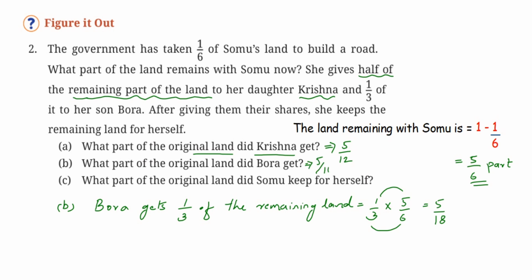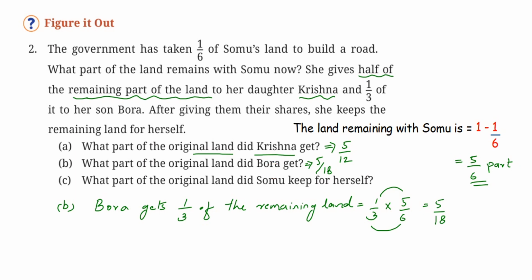Now we know the shares here. Let's look at the third question. What part of the original land did Somu keep for herself? So she's left with 5/6 part. Out of this 5/6 part, she gave 5/12 part to Krishna and 5/18 part to Bora. So after giving this land to Krishna and Bora, how much is left we have to find out.